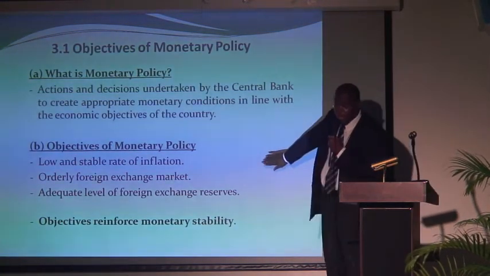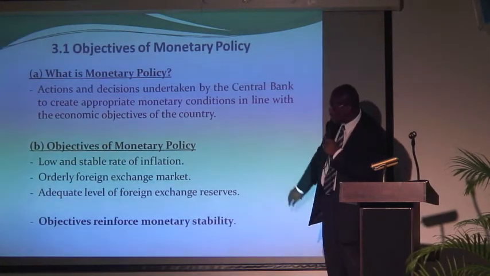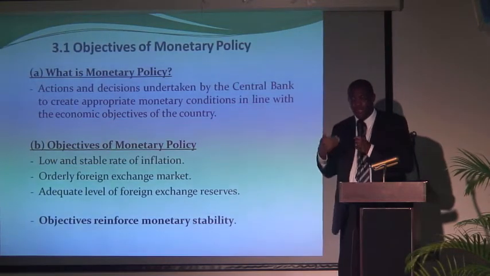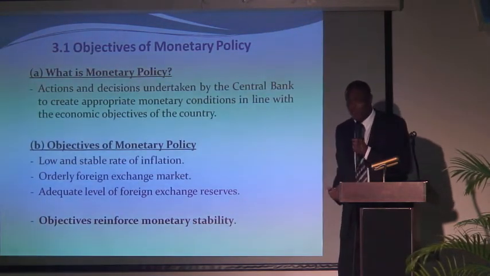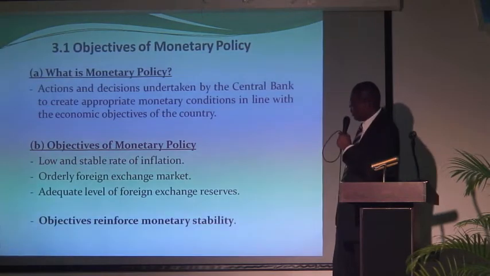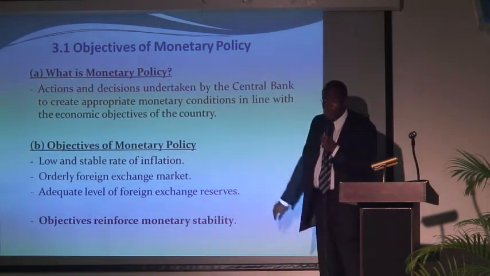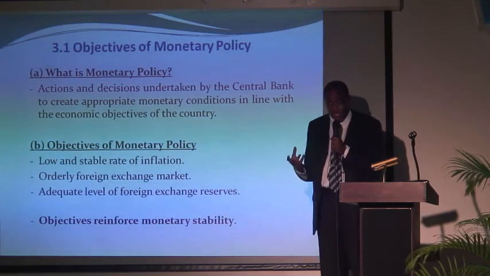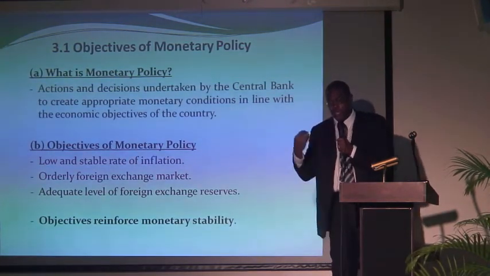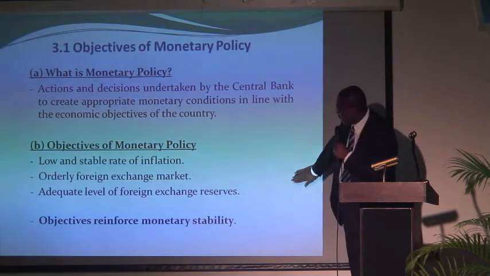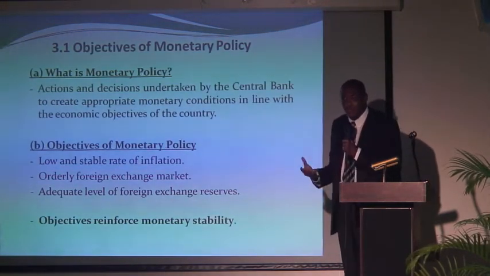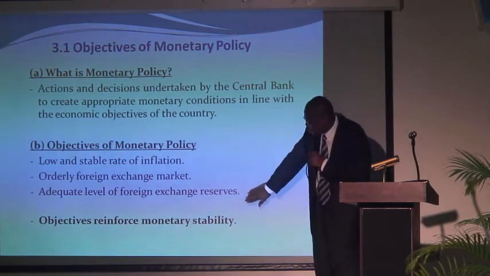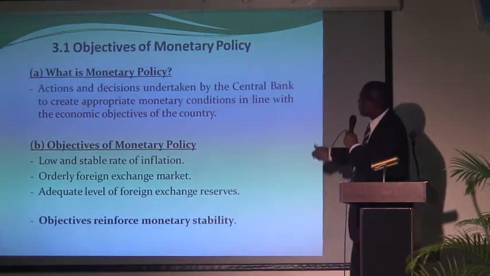And there are really three objectives that we work towards. We try to ensure that the rate of inflation is low and stable so that our citizens can afford to buy the goods and services they need to maintain their welfare. We have to ensure as well, because we are a small open economy, that we have a sufficient quantum of foreign exchange reserves available so that we can pay for goods and services. And we try to maintain a very orderly foreign exchange market. These key things are really important to reinforce this monetary system.